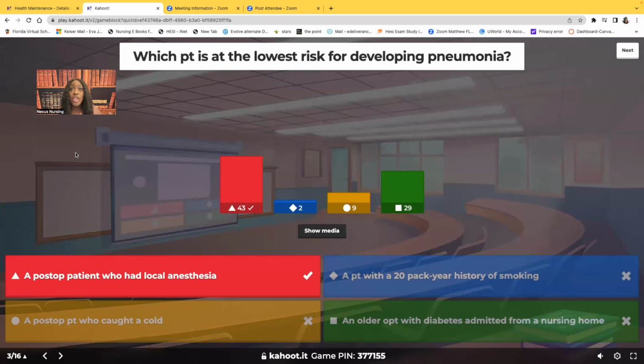The patient who had general anesthesia, that's been lying down on that surgical table for a long time, not moving, they're going to be at high risk. Patients who are elderly, they're going to be at high risk. Patients who are smokers, they're going to be at high risk. But that patient who had anesthesia, but it was only local, it wasn't general, they're going to be at the lowest risk for getting pneumonia.